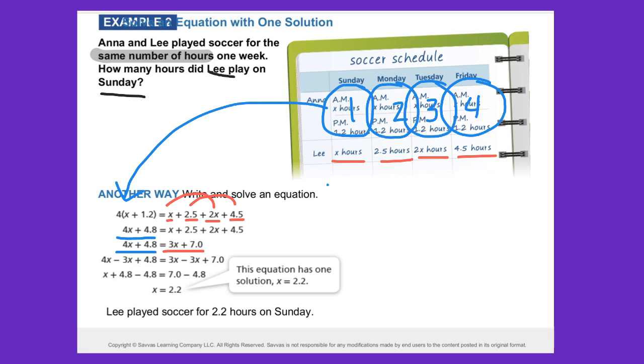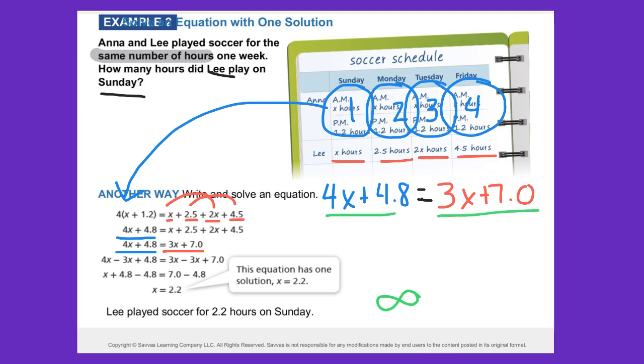So I want to point something out to you. This is Anna. And this is Lee. There is nothing in common. So if you remember, if we were going to have an infinite number of solutions, I would have the exact same expression on both sides, but that's not the case. I don't even have anything similar on both sides. If you have all different stuff, that's an old-fashioned equation. There's going to be one solution.